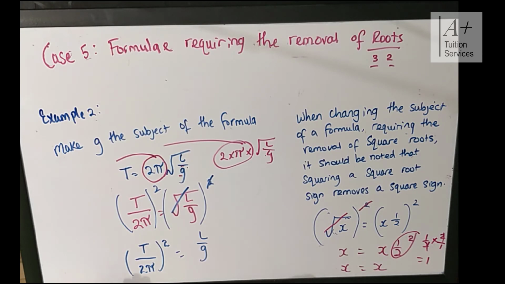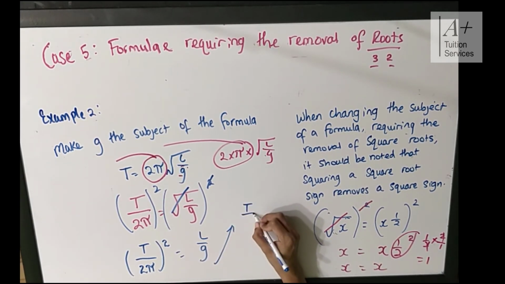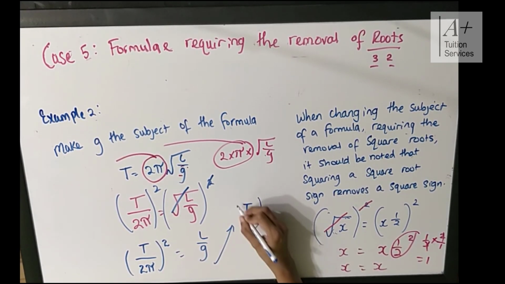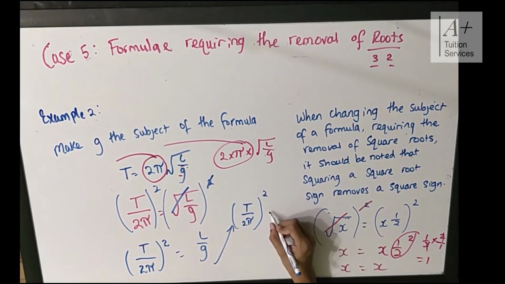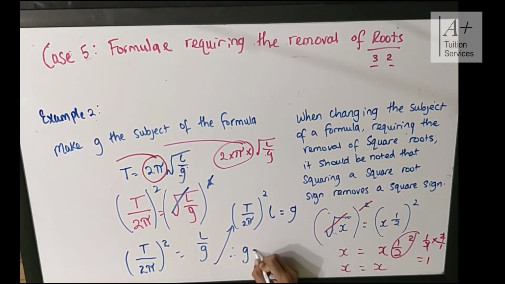Okay? So we'll end up with, moving across up here now, this G here is divide, so this will be multiplied. So going up here now, we'll end up with T over 2 pi squared L is equal to G. Therefore, G is equal to T over 2 pi squared L.